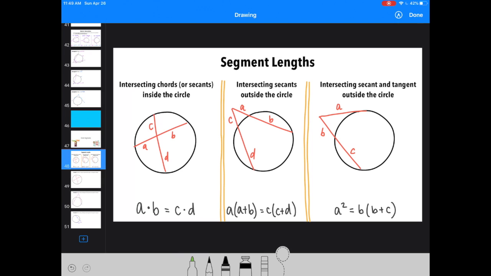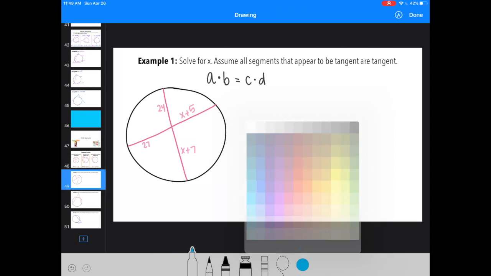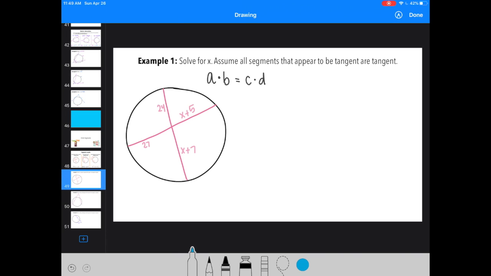All right, I'm going to do this a little bit different. We're going to come back to those two types, but let's do an example of this one first. Example 1, solve for x. Assume all segments that appear to be tangent are tangent.